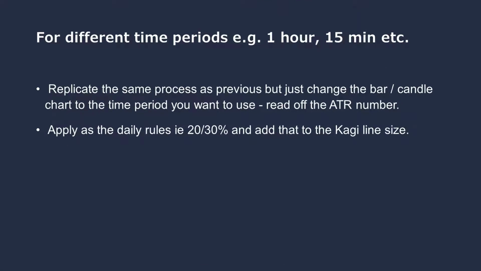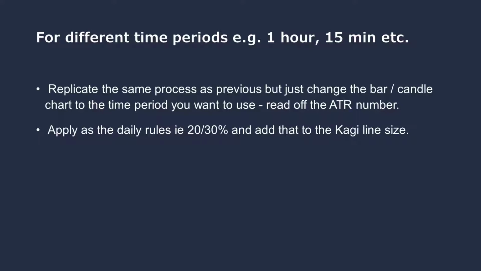And what would you do in different time periods? For example, weekly, 1 hour, 15 minute, 1 minute. Exactly the same process, but you've got to remember to marry up your bar chart or candlestick chart to the Kagi chart. So if you're using a 15-minute bar or candlestick chart, then you're going to be using a 15-minute Kagi chart, because you're going to pull that 15-minute candlestick ATR number off and fire that into the Kagi chart. And again, it's exactly the same. I take 20 to 30% of this number. Again, that's up to you on how aggressive or conservative you'd like to be.